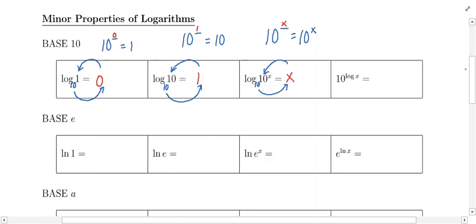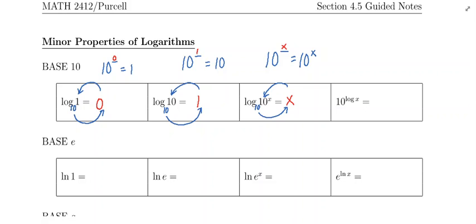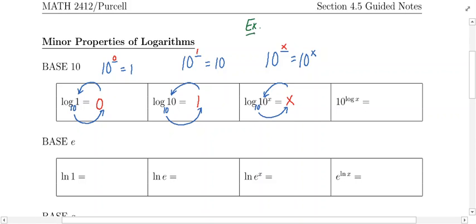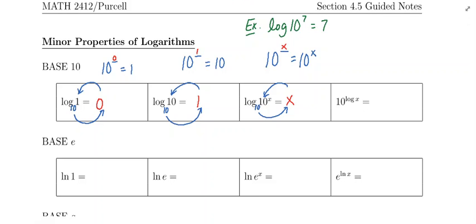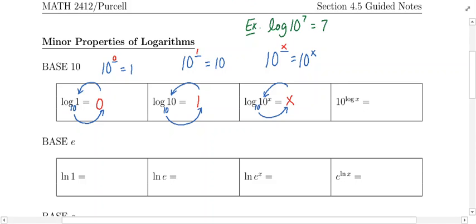As an example, you could put numbers in this. So if I said, what is the log of 10 to the 7th? The answer is just going to be 7. Remember, we talked about the fact that log base 10 of x and 10 to the x are inverse functions. So if you see them side by side like you do here, there's nothing in between them, they cancel out, and then that exponent is going to come down as the answer. So log base 10 of 10 to the x is just going to be x.